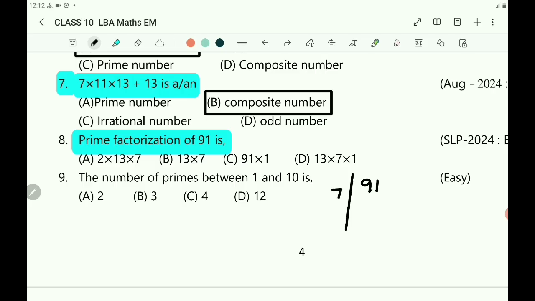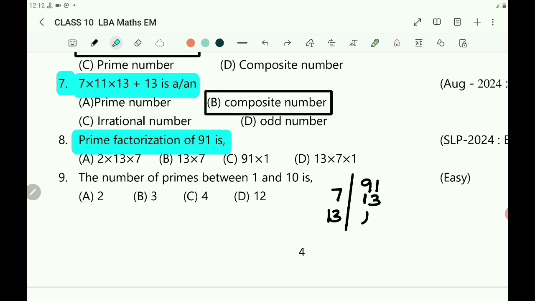Next you take 7. 7 ones are 7. 7 threes are 21. Because if you know the table correctly, you can do it easily. 7 13s, the 13 sevens are 91. Then 13 ones are 13. So which option is correct here? Here option B is there, 13 into 7. The prime factorization is asked here. 7 and 13 are prime numbers. 13 into 7 into 1 is not it, as 1 is neither prime nor composite.